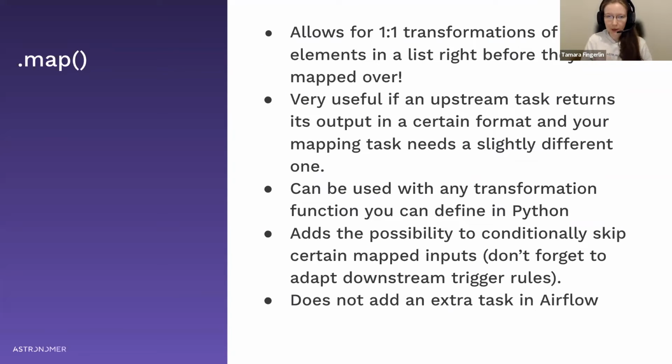This also adds the possibility to conditionally skip certain mapped inputs. I mentioned this earlier in the use cases, but for example, if you have files in an S3 bucket and you want to copy some of them, but only the ones that, for example, don't contain a prefix or don't contain a certain string, you can do that with the .map method.